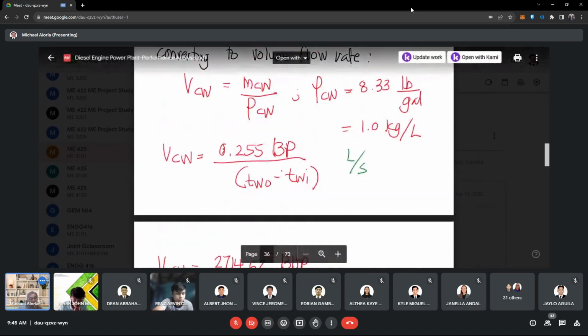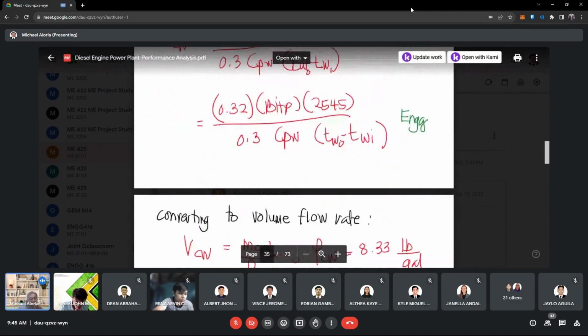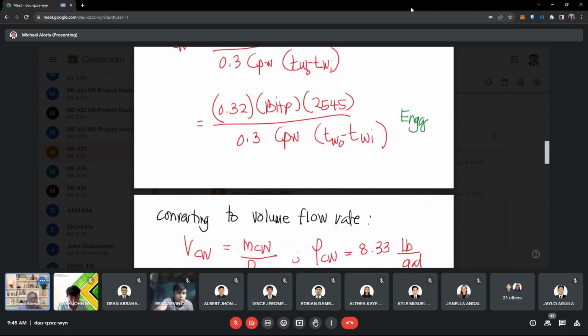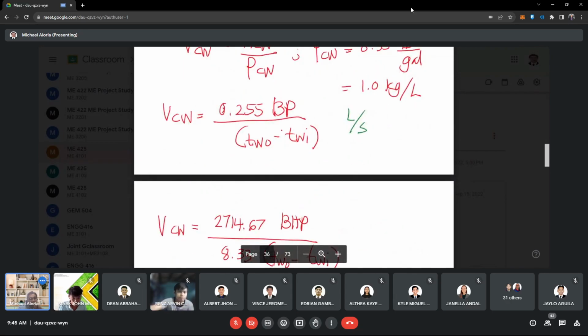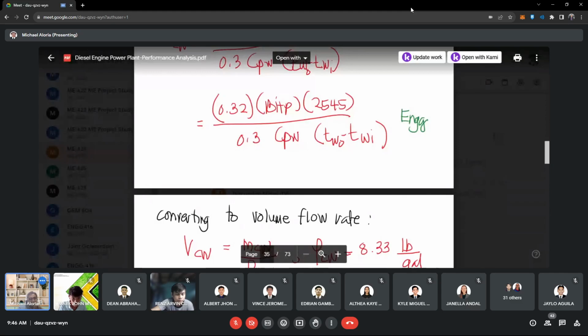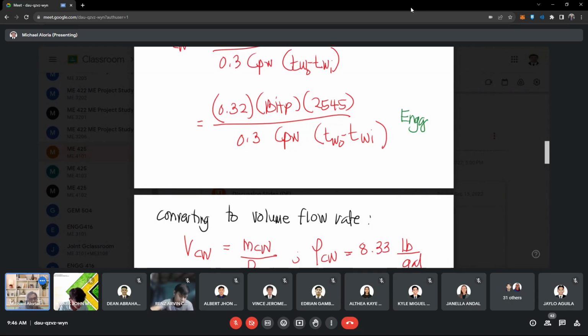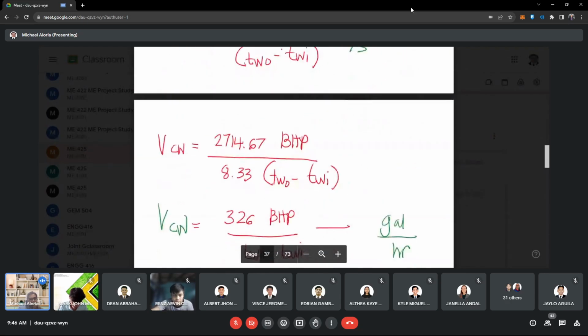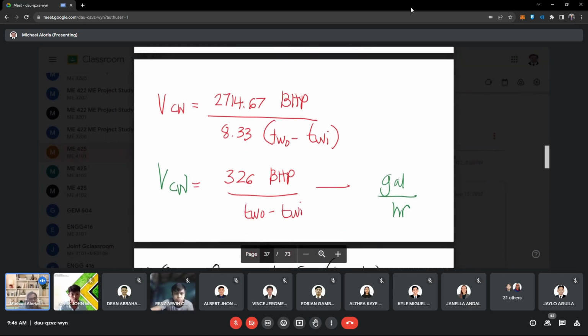O, saan galing yun? Ito yon. 0.32 times 2545 over 0.3 over 1. Okay, repeat. 0.32, 2545, 0.3, then 1 yung ating specific heat. Tama ba? Tama po, sir. Divide mo ng 8.33, it will result to 326 brake horsepower over delta T. Tama ba? Tama po. Yan.